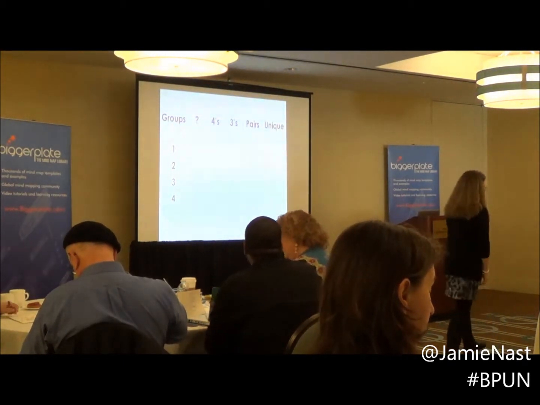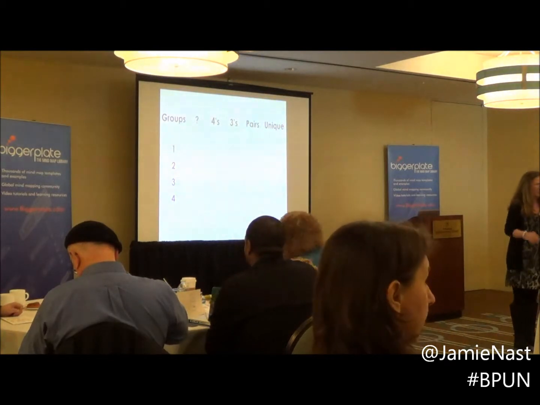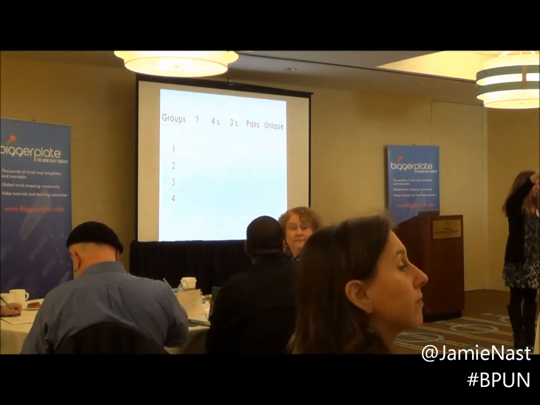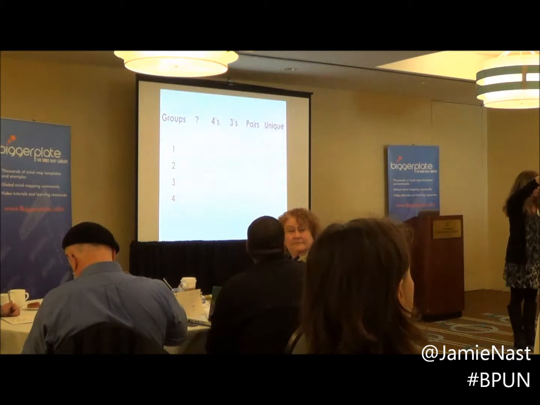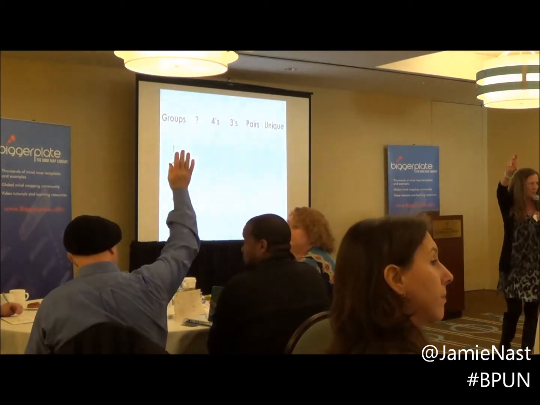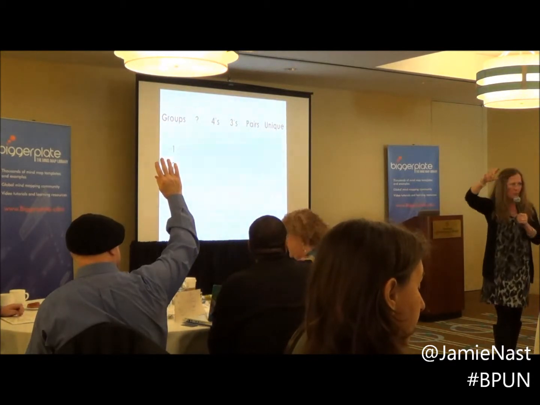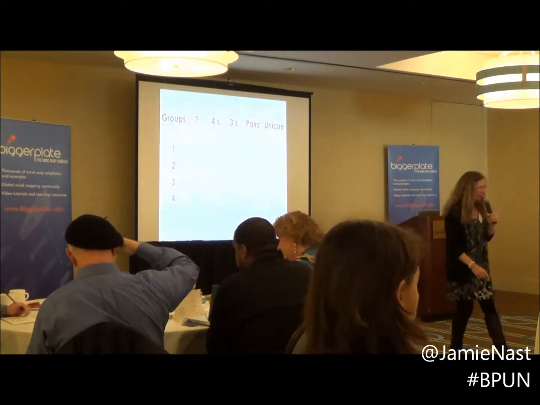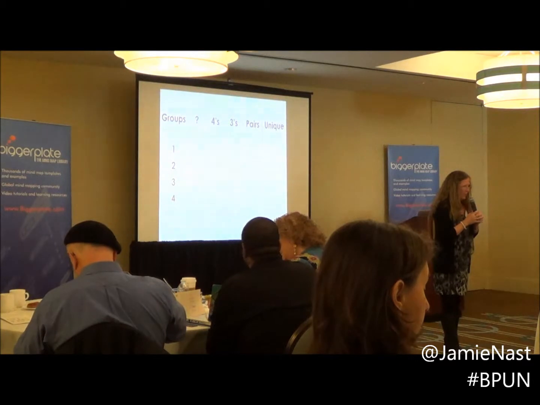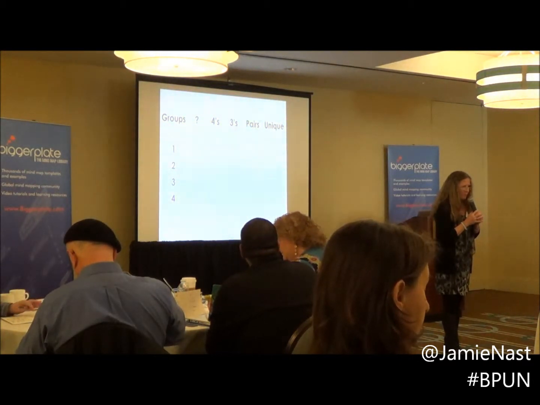Okay, interesting. How many 3-of-a-kinds did you have, by show of fingers? 1, 2, okay. Pairs? 1. Okay, anywhere from 5 to 2. So you can see we were pretty off, weren't we? Yeah. So why did that happen?